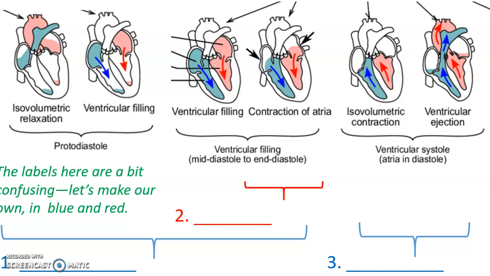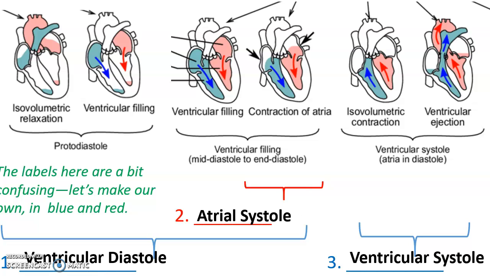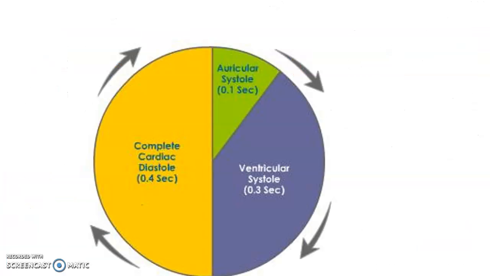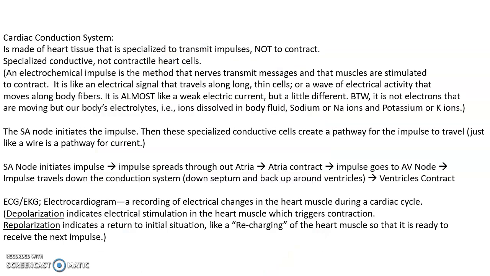Okay, take a look at this, and there's lots of labels in black. So what I suggested is that we make our own labels in red and blue. Can you do that? Try to do it on your own. And here are the answers. I think it makes sense. I'm not going to re-explain it because I think if you go through it, you're going to understand what's going on. This is the timing without looking at the pictures. So we're starting down here, remember. So 0.4 seconds, 0.1 second, 0.3 seconds is obviously based on a 0.8 second heartbeat, which is roughly average.